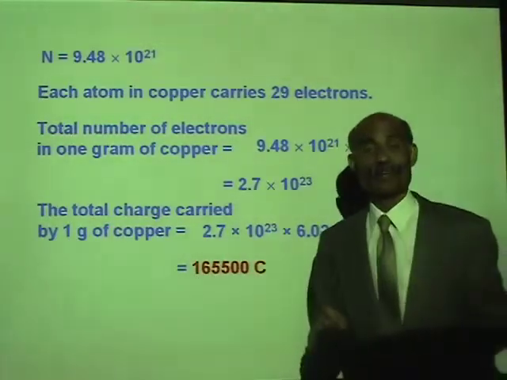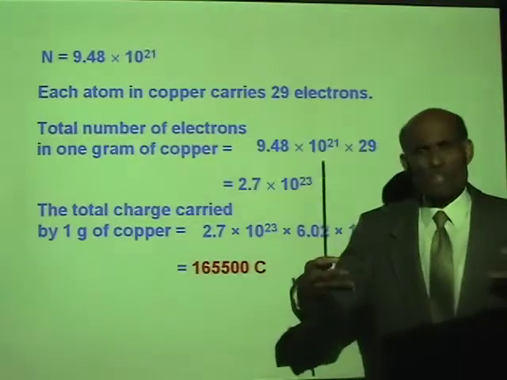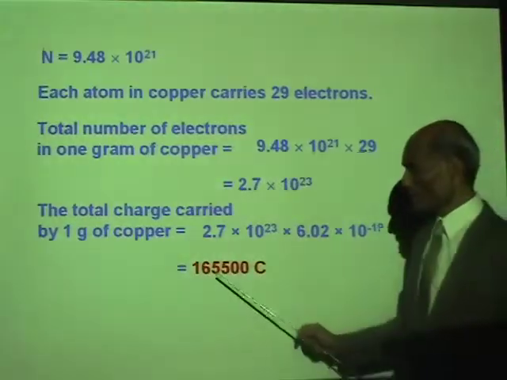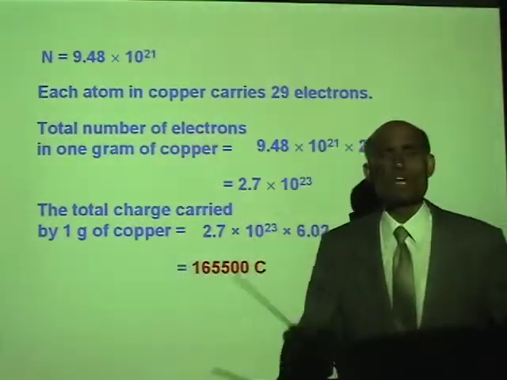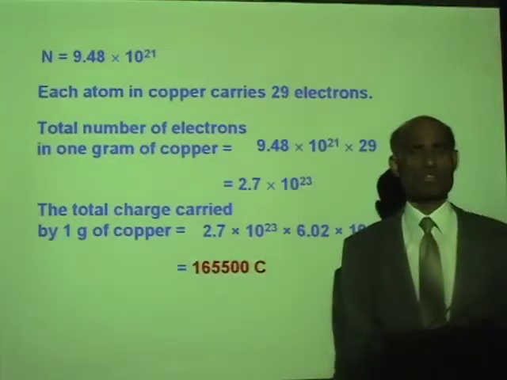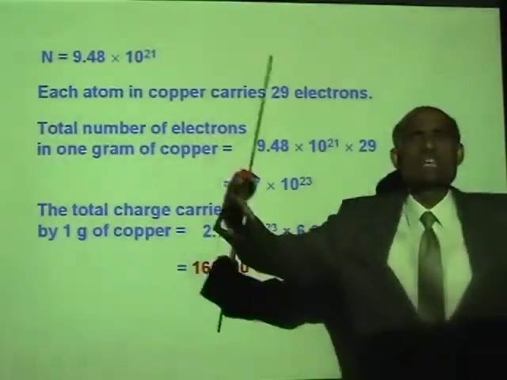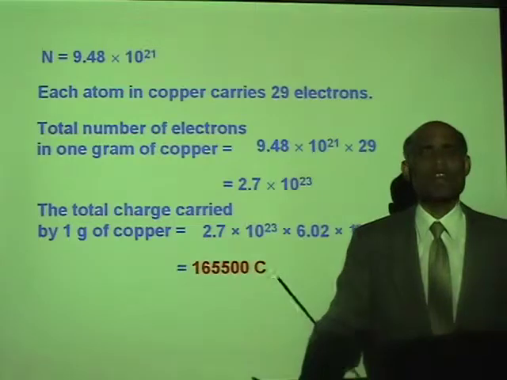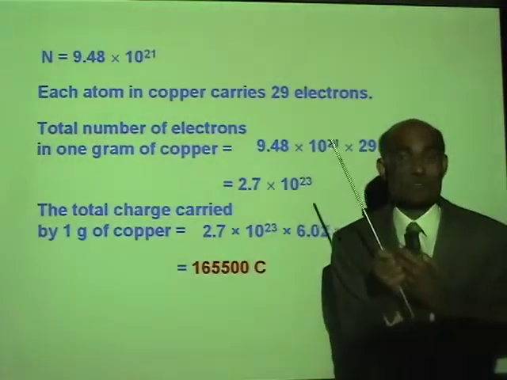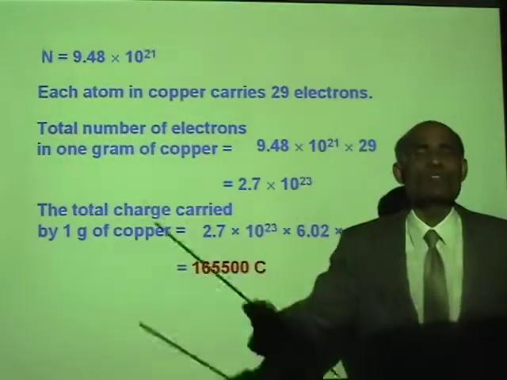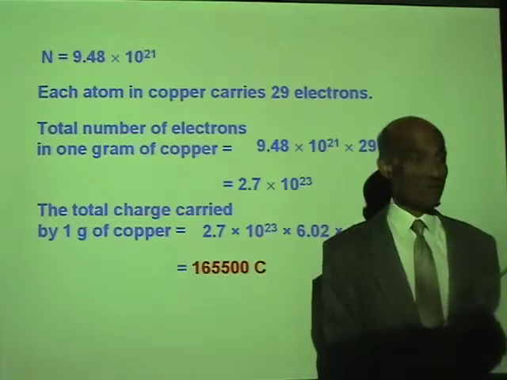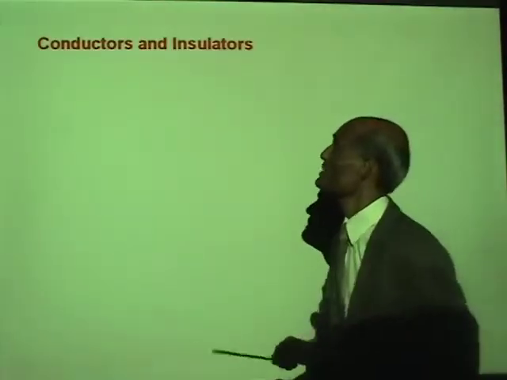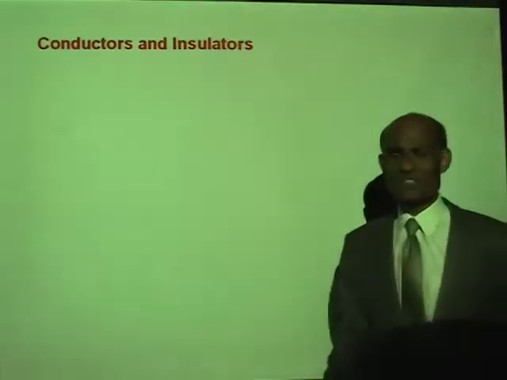165,500 coulombs. You can see the extent of electric charge. 1 gram of copper contains a huge amount of electric charge. So we are actually living in huge quantities of electric charges. We ourselves are huge piles of electric charges. Is that right? Yes. Alright, let's now talk about conductors and insulators.